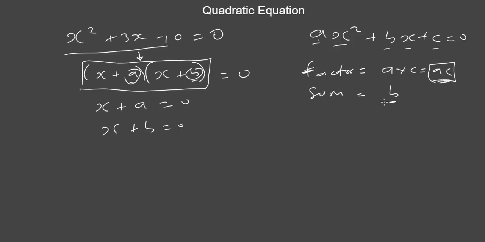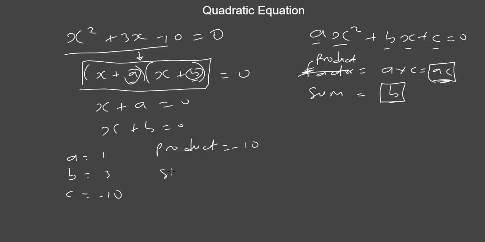And when I add them up, I will get this value. So this is more or less like product. So let me use a more appropriate term: this is product and this is sum. Let me use this example. In this case, what is A? A here is 1, right? B here is 3. And C is minus 10. So if you multiply A times C, that will give you the product, which is minus 10. The sum will give you 3.